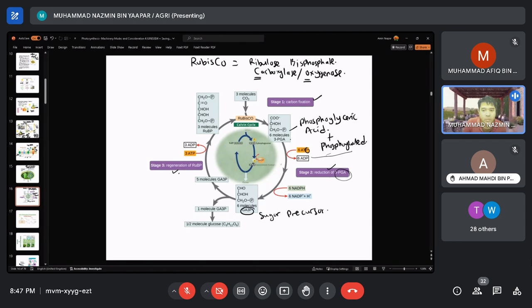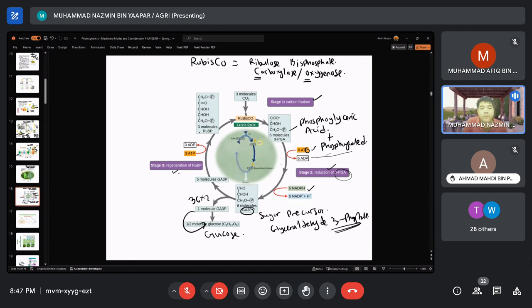This is why it is important to understand the light reaction first, because without ATP, without NADPH, you are not going to get your GA3P, your glyceraldehyde 3-phosphate. Why, how, where does it get the phosphate? From the ATP, right? So one GA3P is a 3-carbon molecule. If you times 2, you are going to get glucose, and that's how you get your glucose.